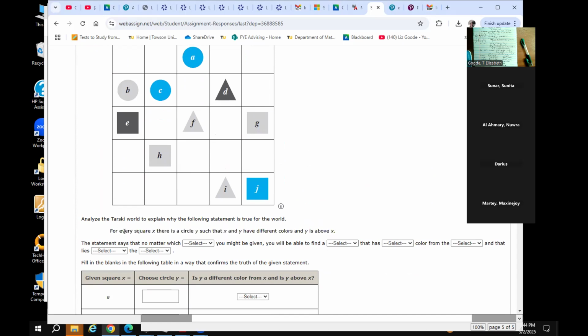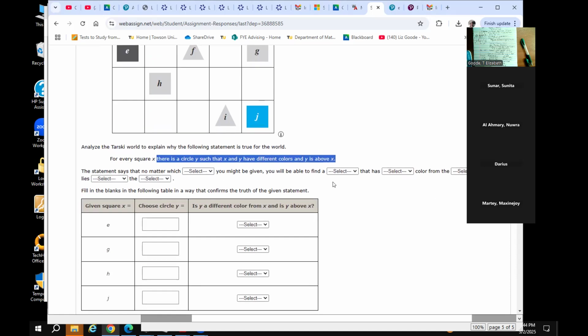Like for every square x? Yeah, right. And so it means we have to look at each square x one by one. And for each one of those, we have to find a circle y that exists such that x and y have different colors and y is above x. See what I mean?